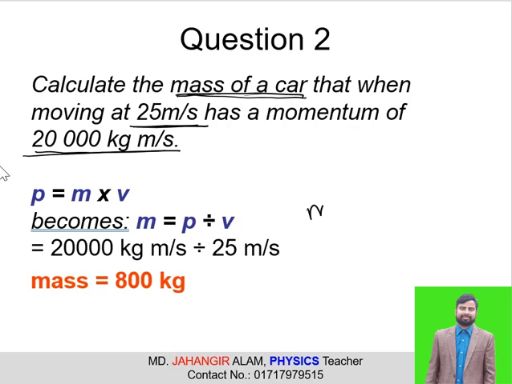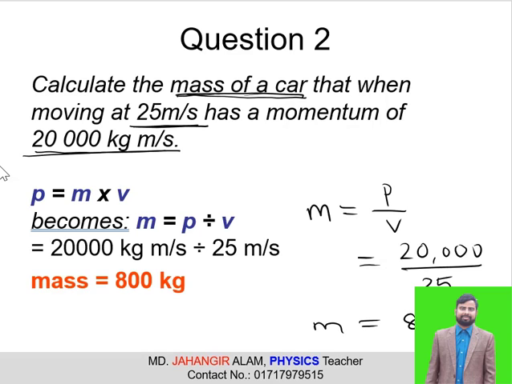So mass equals p divided by v. Here p is 20,000, and here speed is 25. So mass will be 800 kg, because unit of mass is kg.